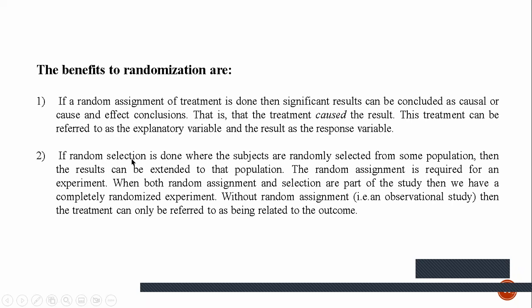So if random selection is done, where the subjects are randomly selected from some population, then the results can be extended to that population. So random assignment is required for an experiment, when both random assignment and selection are part of the study. Then we have a completely randomized experiment. Without random assignment, that is an observational study. Then the treatment can only be referred to as being related to the outcome as well. That is it.